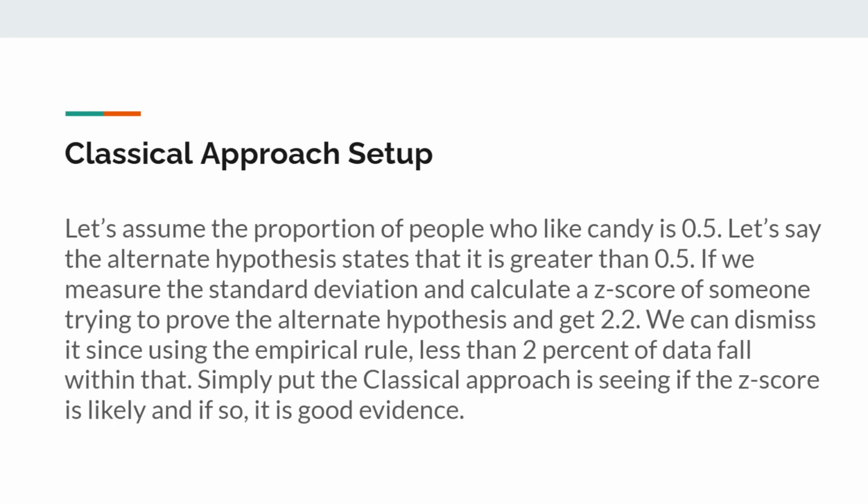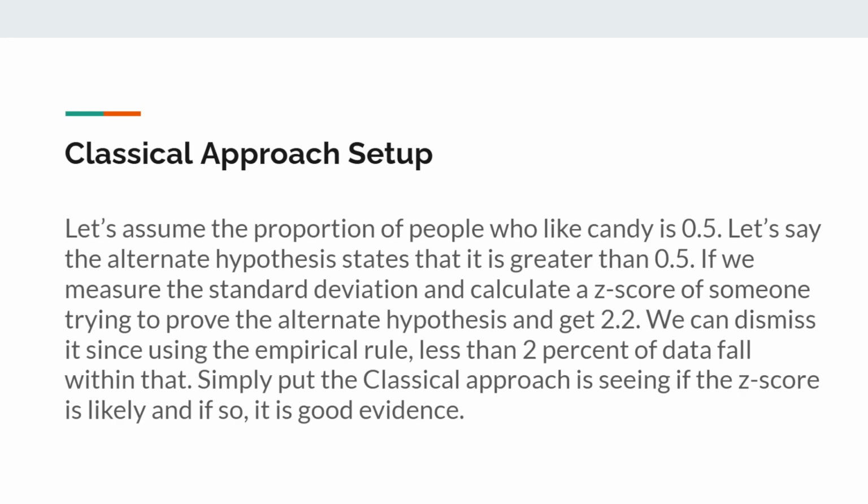So let's assume the proportion of people who like candy is 0.5. Let's say the alternate hypothesis is a right-tail test. It states that the proportion is greater than 0.5. If we measure the standard deviation and calculate a z-score of someone trying to prove the alternate hypothesis and get 2.2, so it's 2.2 standard deviations to the right, or 2.2 standard errors, actually, we could dismiss it, since using the empirical rule, less than 2% of data fall beyond that.